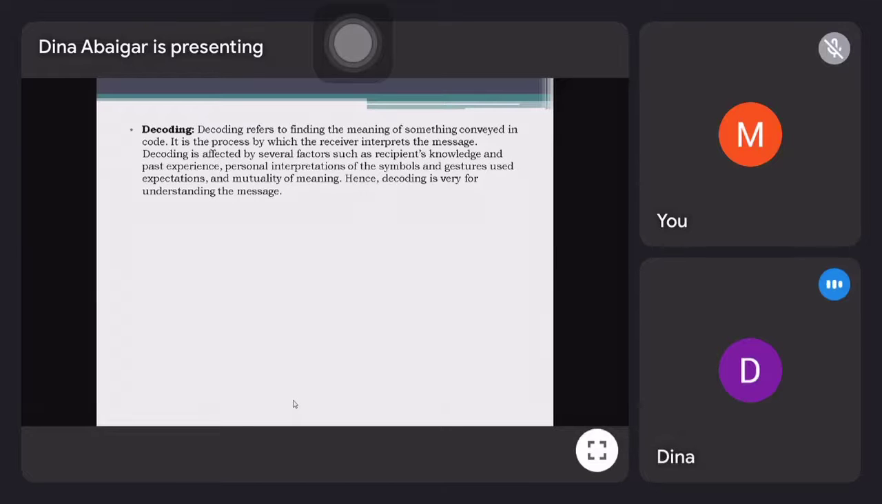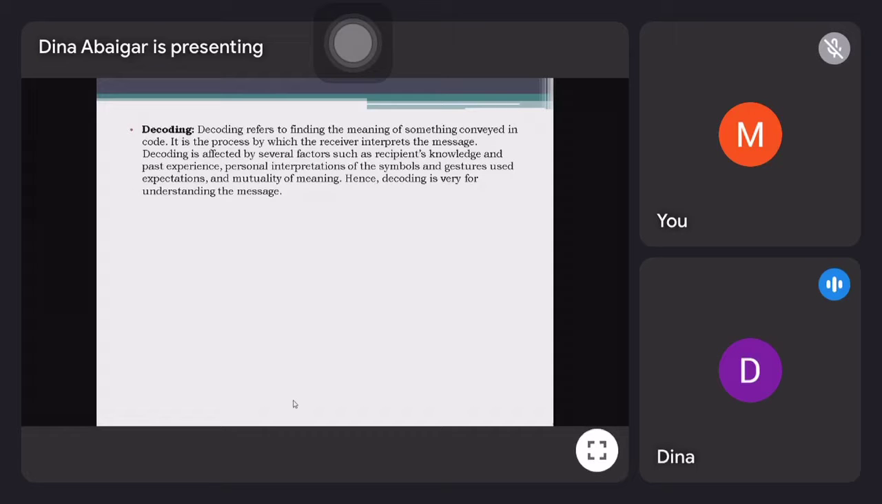Decoding. Decoding refers to finding the meaning of something conveyed in code. It is the process by which the receiver interprets the message. Decoding is affected by several factors such as the recipient's knowledge and past experience, personal interpretations of the symbols and gestures used, expectations, and mutuality of meaning. Hence, decoding is very important for understanding the message.